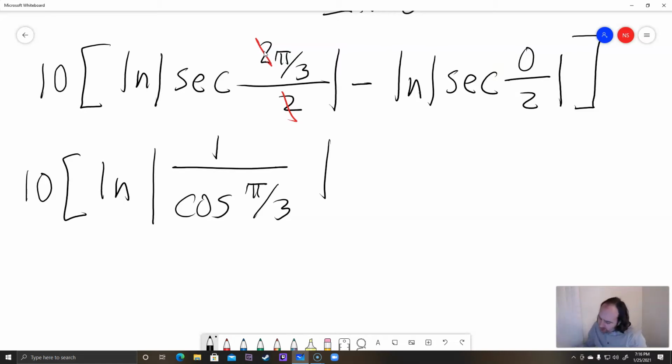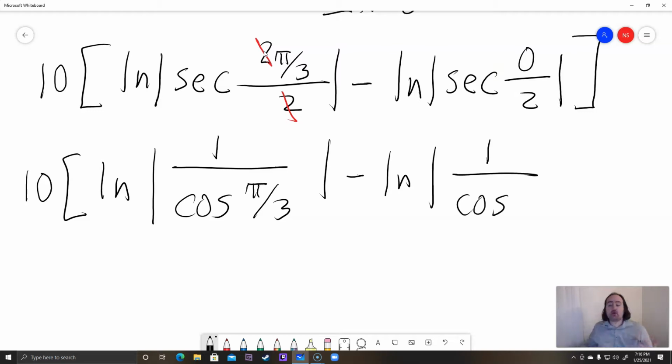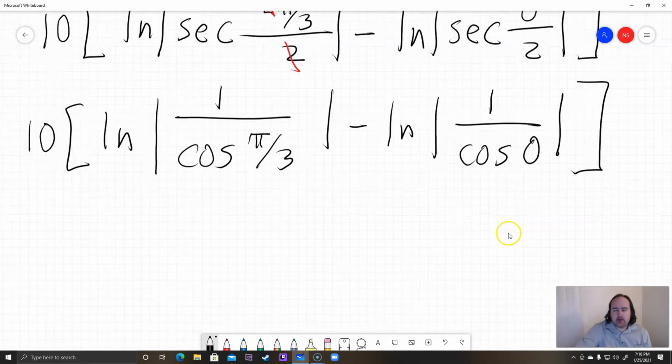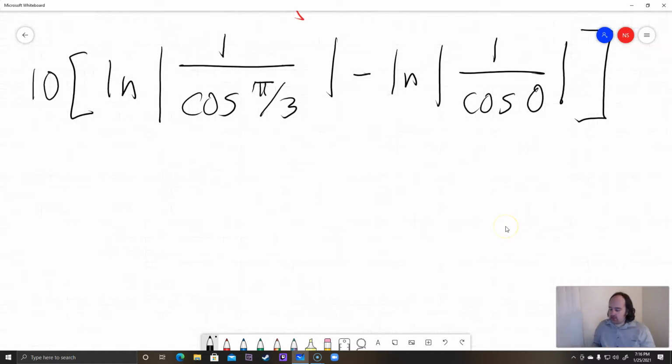Okay, minus natural log of, once again, we can rewrite the secant as 1 over cosine. So we can write it as 1 over cosine of 0 over 2. But of course, 0 over 2 is just 0. So we have 1 over cosine of 0 there. Okay? And then once again, either using a unit circle or a basic scientific calculator, you can simplify these. And just in case you don't remember your unit circle, I'll talk about it real quick. But most people should be familiar with the unit circle if they're in this class.